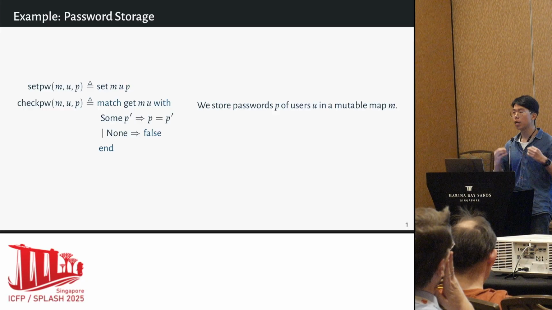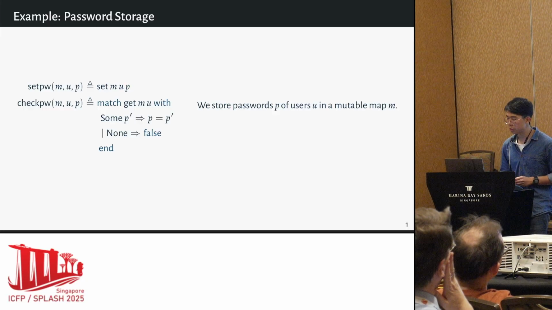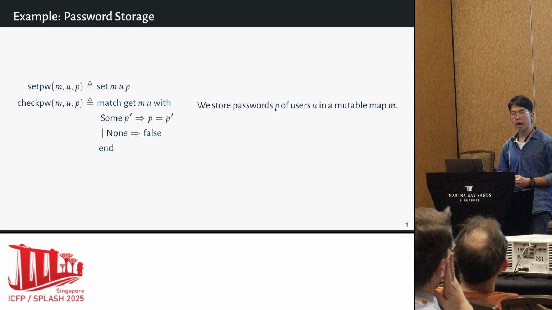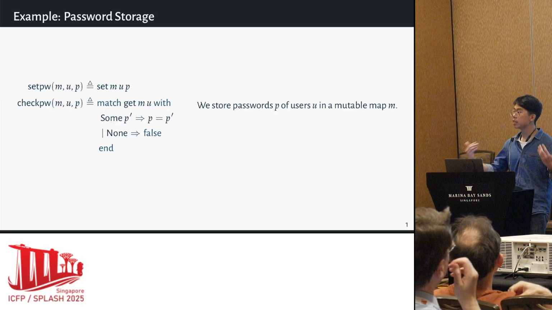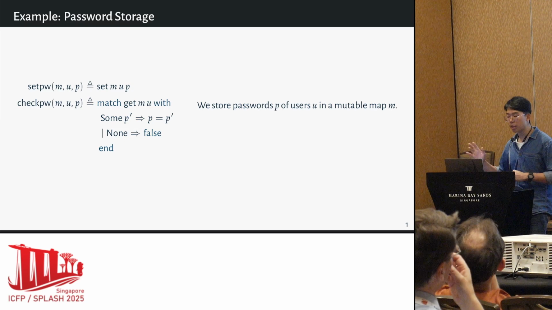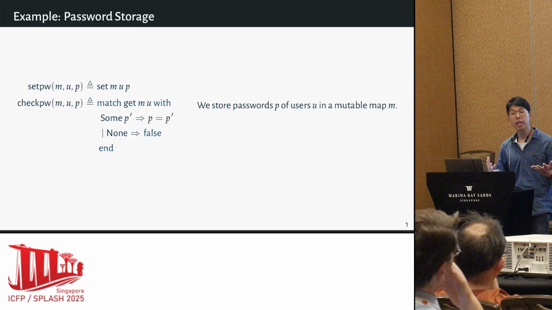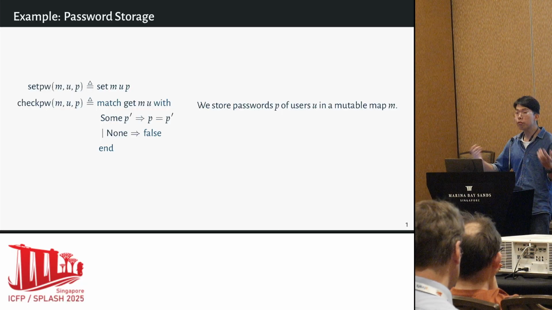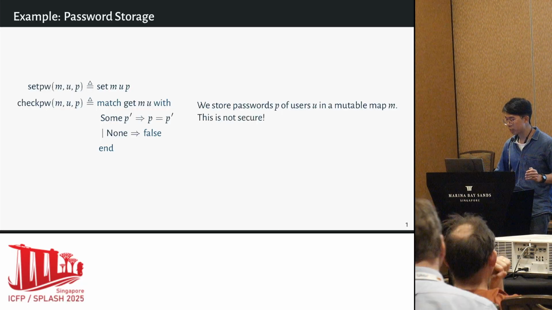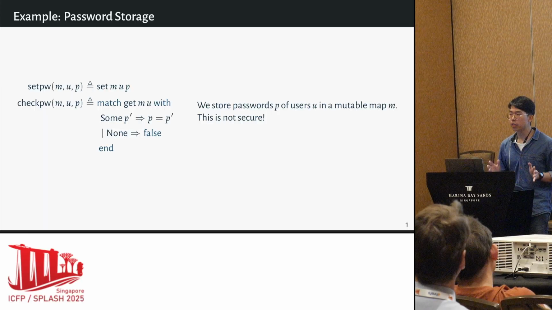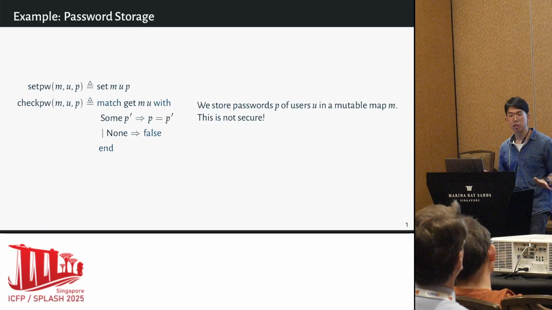we implement a server that stores people's passwords. Here, we're storing people's passwords using a mutable map, and we expose two functions. You can set someone's password, and when you check someone's password, we'll just read from the mutable map and check whether the value stored in the map matches the password we provided. Now, if you ask any security expert, she will tell you, this is not secure. You don't want to do that, because if the database gets leaked, everyone's passwords also get leaked immediately.